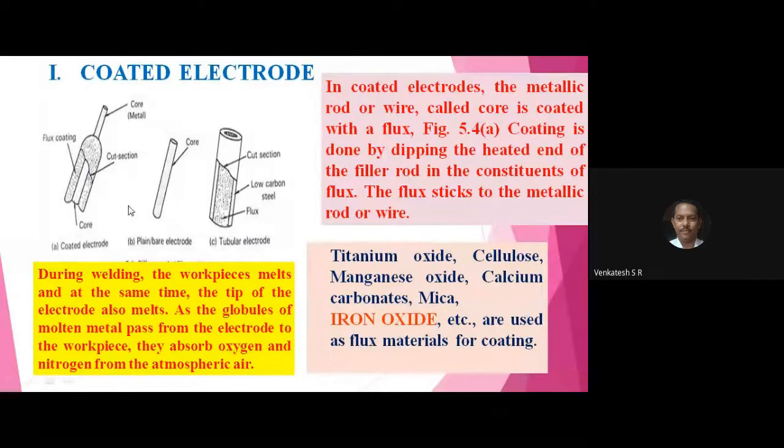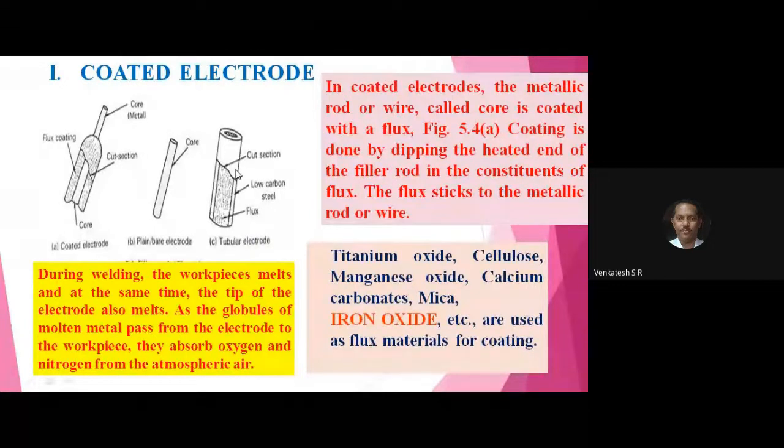The flux is usually made of iron oxide, mica, calcium carbonate, cellulose, titanium oxide, like this. The type of flux coated on the rod depends upon the type of application, because the common flux used is iron oxide along with beryllium. That is the flux used in all the rods available in the market. Next, a plain bare electrode. Usually this is made of mild steel or alloy steel or copper alloy or aluminum alloy.